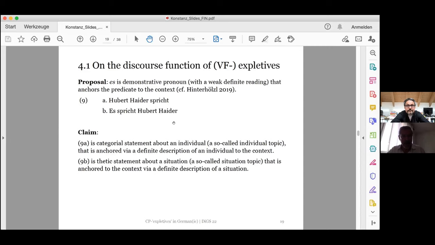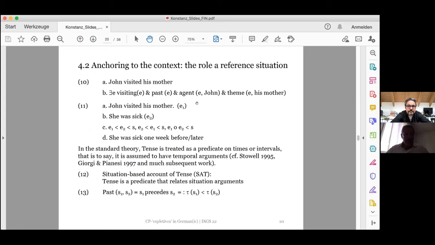Now, when we think about anchoring, then normally a predicate is anchored via tense and mood to the utterance situation. So this is indicated in 10, John visited his mother. A representation of this in event semantics would be something like there's a visiting event and this event is in the past, meaning it occurs before the utterance time.